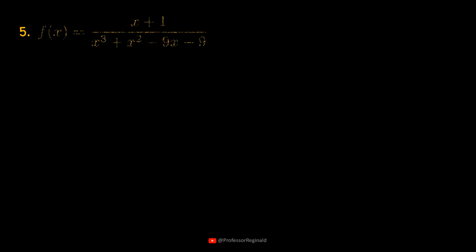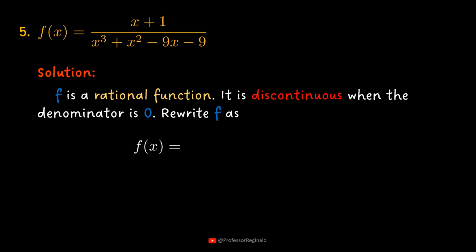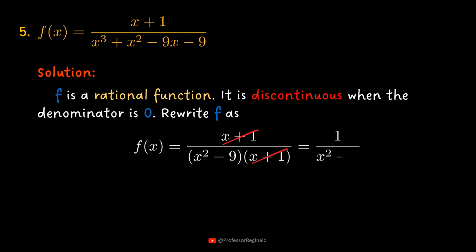Number 5. f of x equals x plus 1 all over quantity x cubed plus x squared minus 9x minus 9. Solution. f is a rational function. It is discontinuous when the denominator is 0. Rewrite f as f of x equals x plus 1 all over the product of quantities x squared minus 9 and x plus 1, or 1 over quantity x squared minus 9.